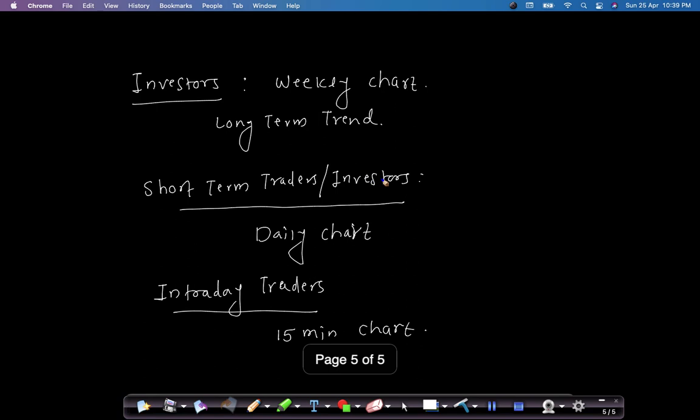Now, what kind of chart should we look at for finding a trend? Normally, if you are an investor, we look at the weekly chart. That is, we look for a long-term trend. When we are an investor, we look at a weekly chart. That means in the weekly chart, one candle is of 1 week, right? The price movement during 1 week is denoted by this one candle. So that is called a weekly chart.